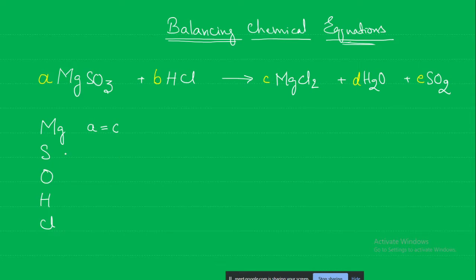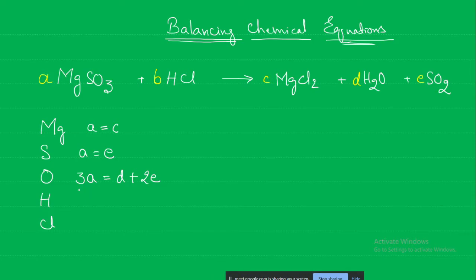Sulfur: how much is there? A amount of sulfur is there, and on this side E amount of sulfur is there. Next, oxygen. Three oxygen atoms are there, so we will write 3A. Here 3A is equal to D plus, since 2 oxygens are there in sulfur dioxide, 2E. So far so clear, no problem.